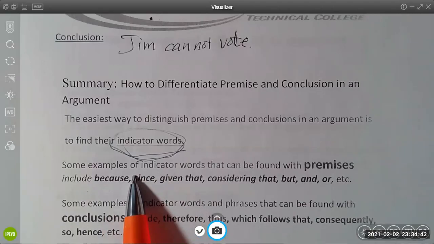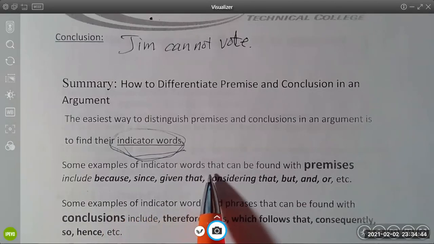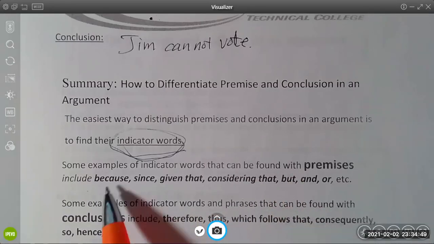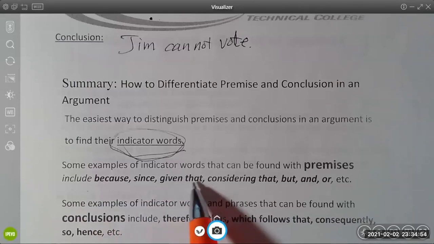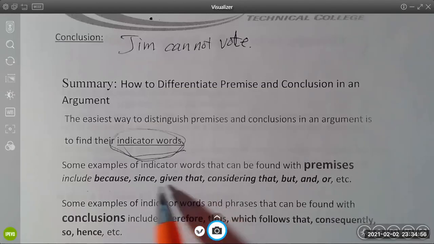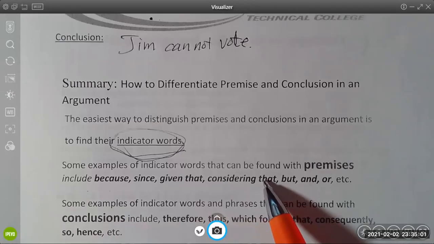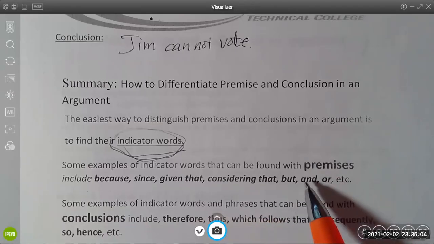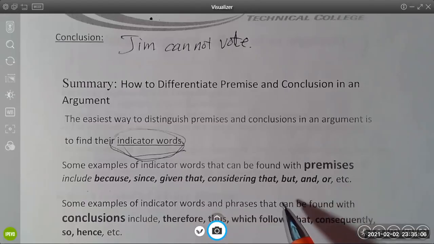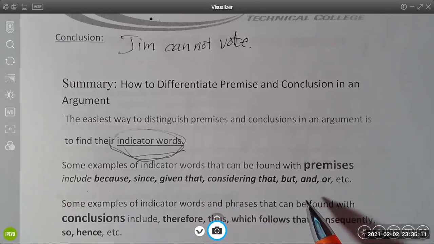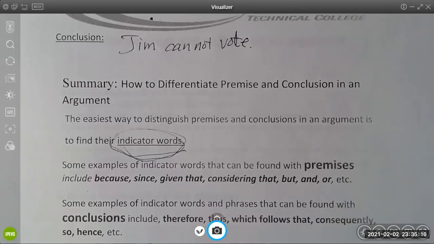Some of the indicator words that you can find associated with the premises include: this, because, since, given that. This is either a condition or reasoning, right? Consider that, this is like a condition. But, and, or, this kind of thing usually precedes the premises or connects premises.